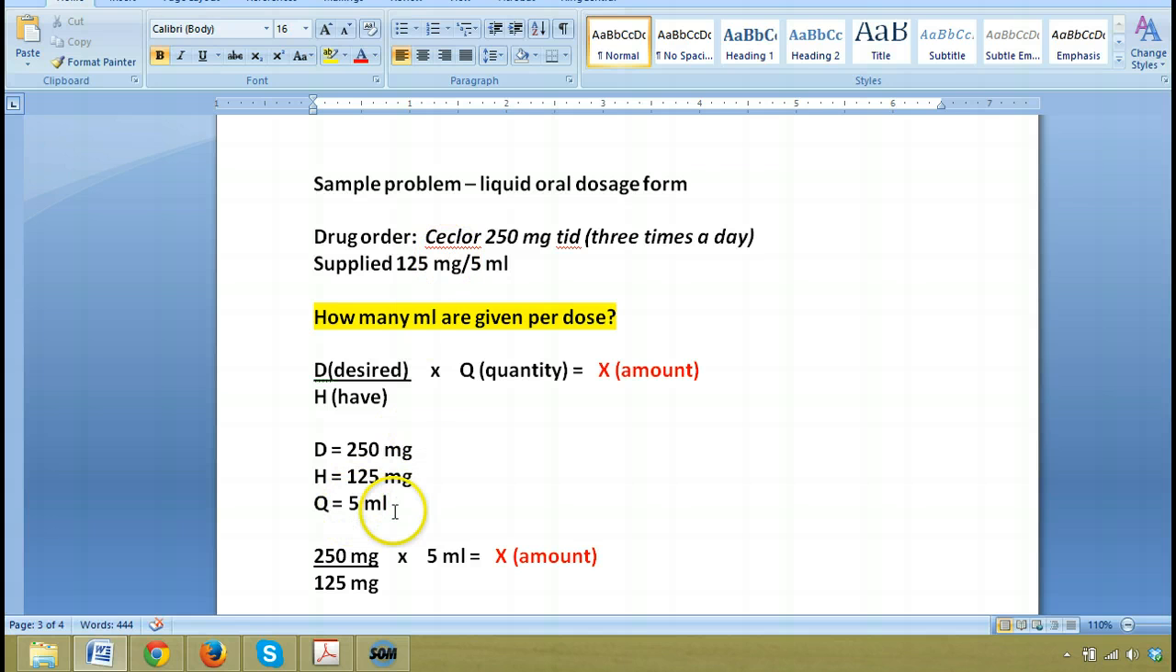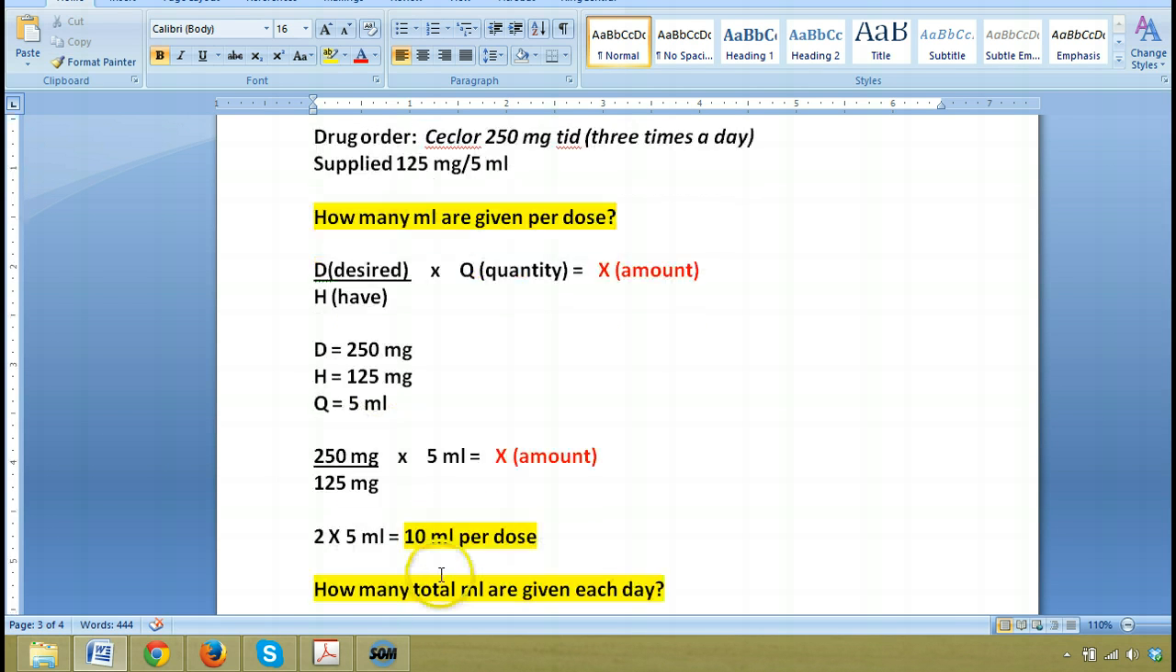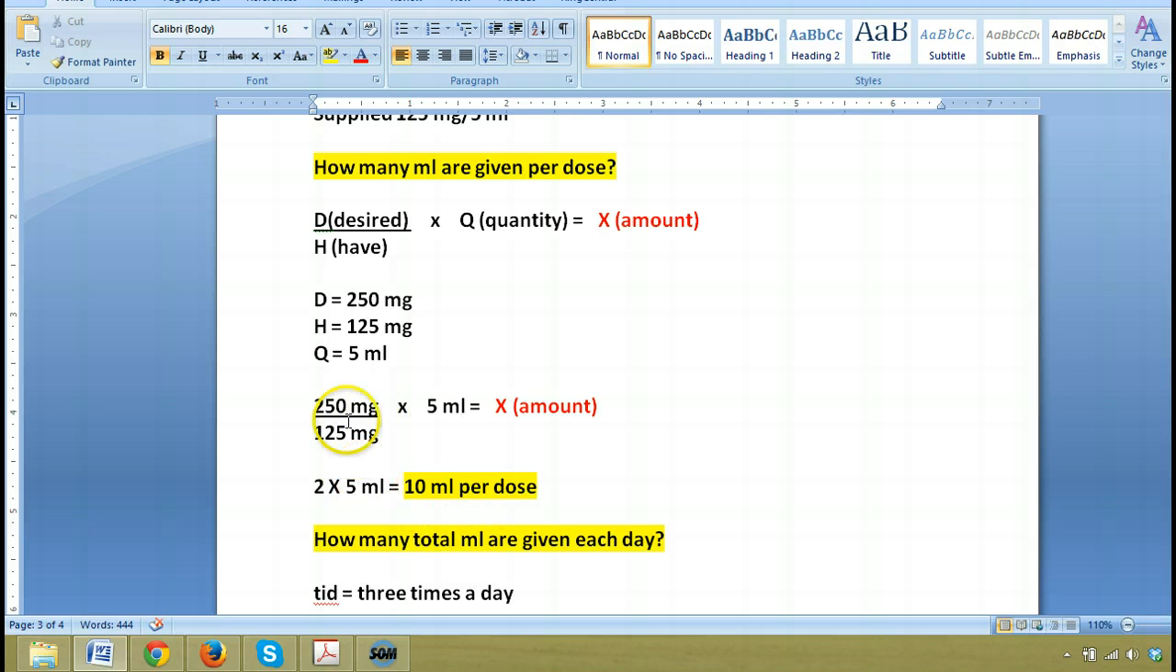And the quantity here is not going to be 1, like for a solid dosage form. We've got a liquid here. It's going to be 5 mils. So for Q, you're going to put in 5 mils. So you plug in your numbers and you do your math. 250 divided by 125 is 2. Your milligrams cancel out. And then times 5 mils equals 10 mils, again, per dose.